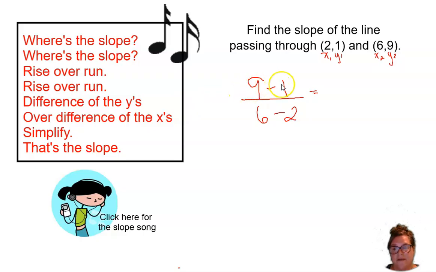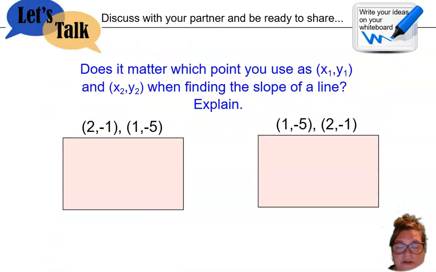Simplify. So 9 minus 1 is 8, and 6 minus 2 is 4, and 8 divided by 4 is 2 over 1. 2 over 1 then is the slope of the line that passes between the points 2, 1 and 6, 9. So does it matter which point you use as x1, y1, and x2, y2 when you're finding the slope of a line?